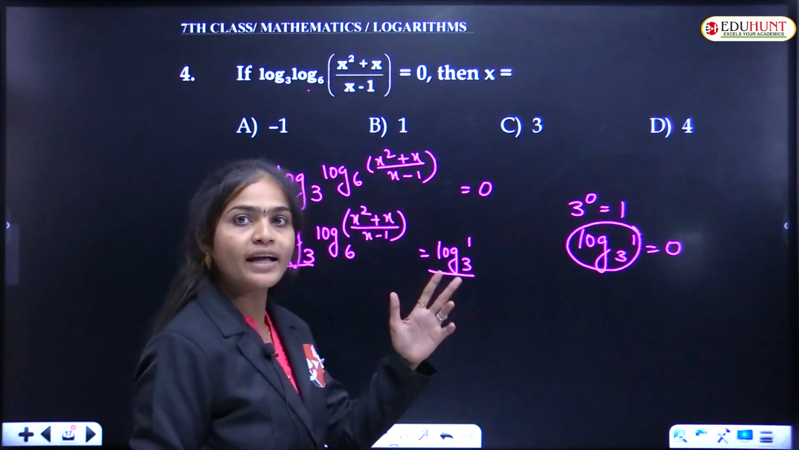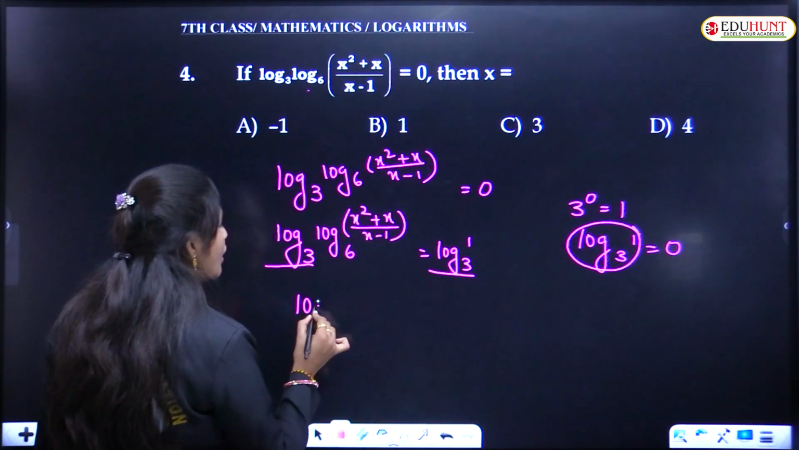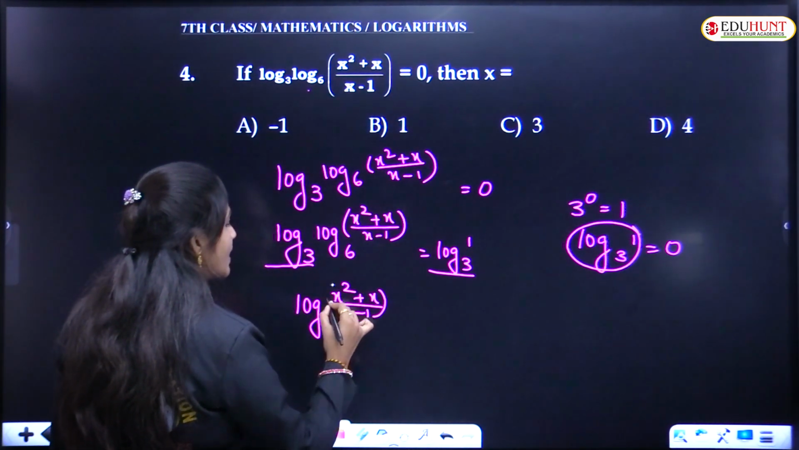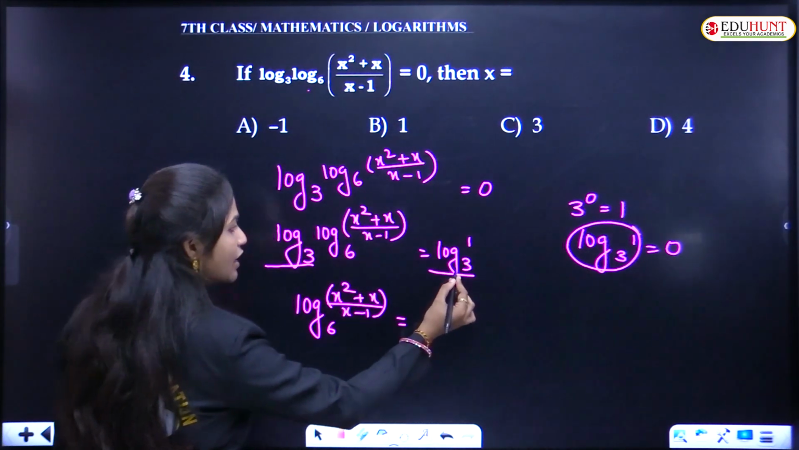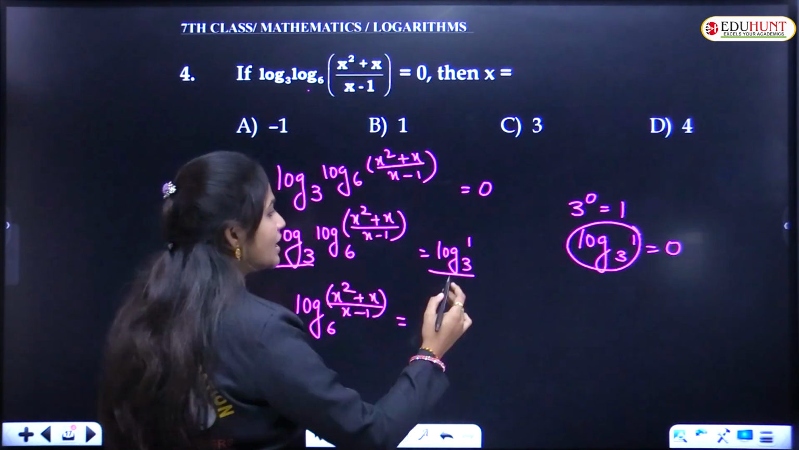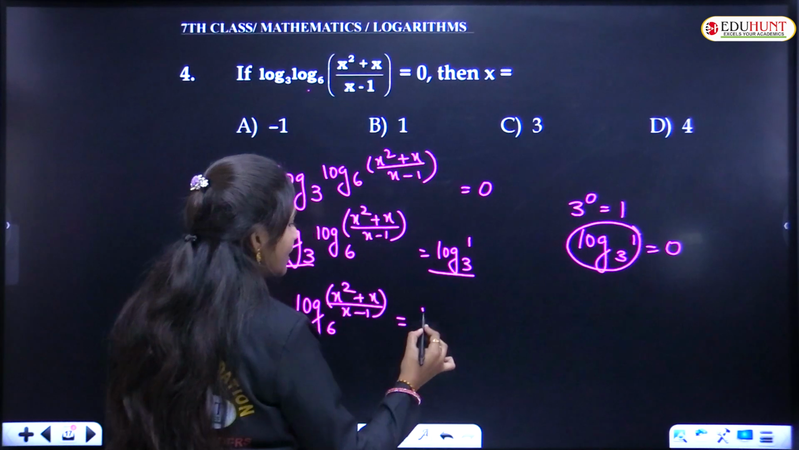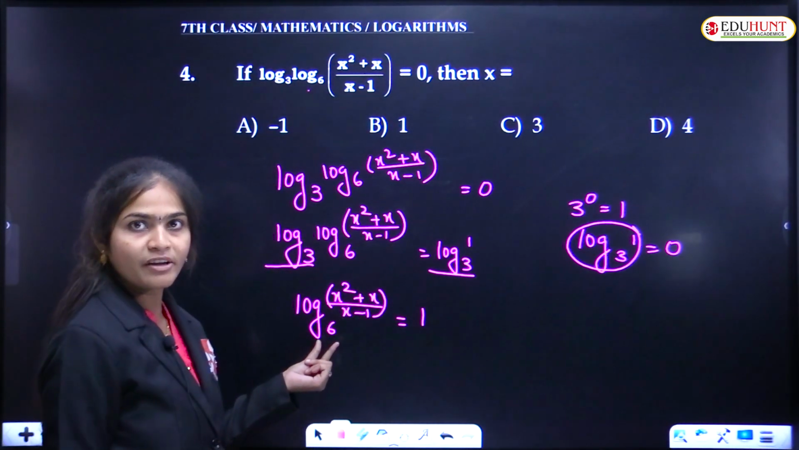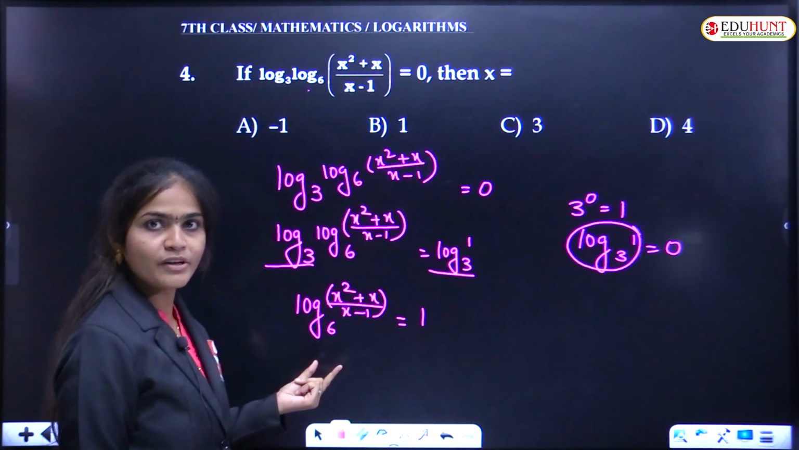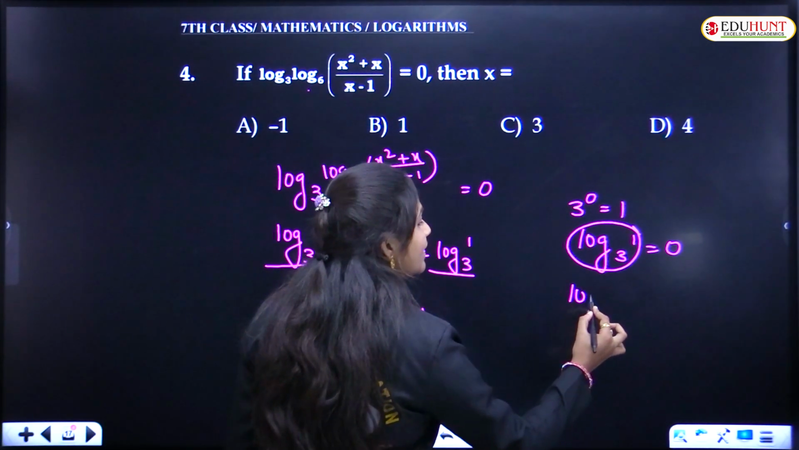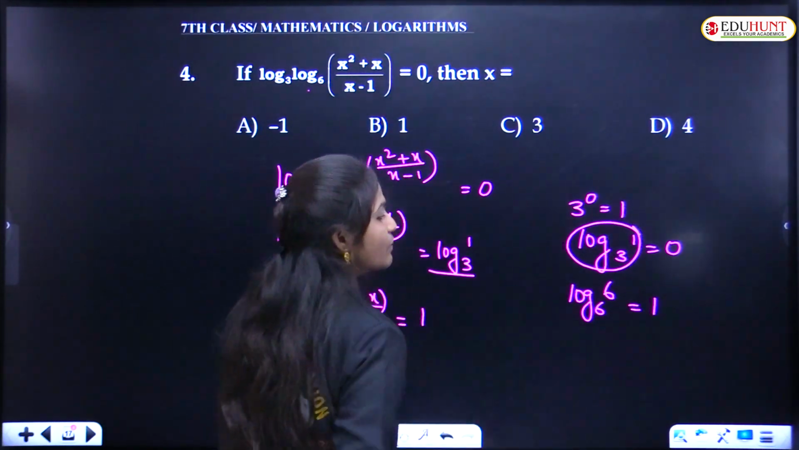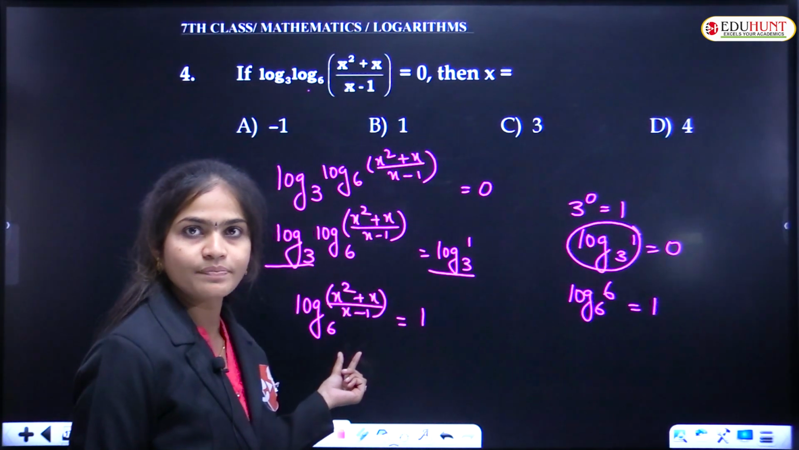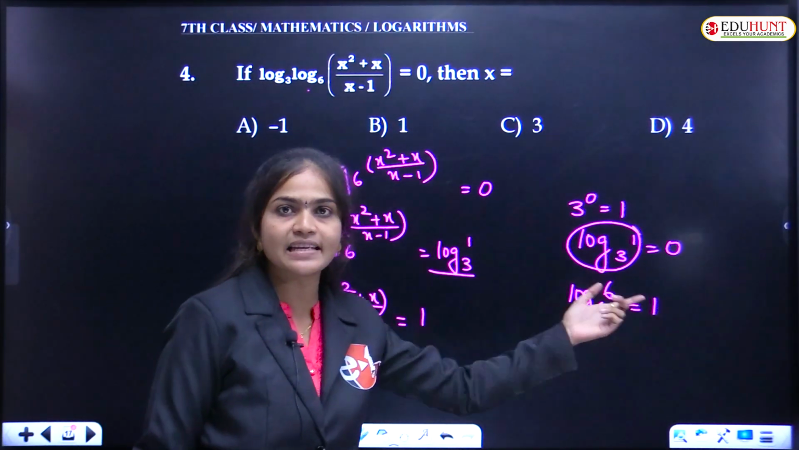We know that condition. So according to it, we can write log of x square plus x by x minus 1 to the base 6 is equal to log 3 and log 3 bases, so we have to remove that. What is there in the place of the power? Here we have 1. Now again we have a logarithmic form, so again we have to remove that logarithmic form. That's why we can write log 6 base 6 is equal to 1. We know that condition, because here the base is 6. That's why we took log 6 base 6 is equal to 1.